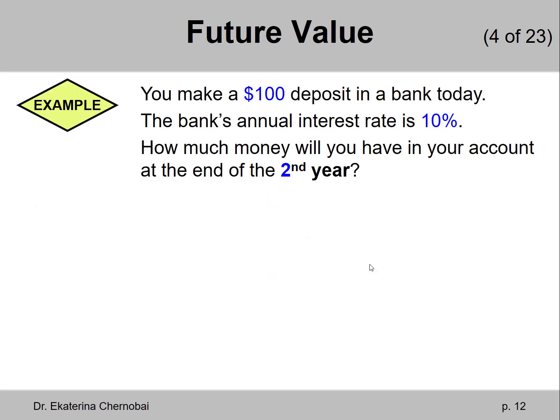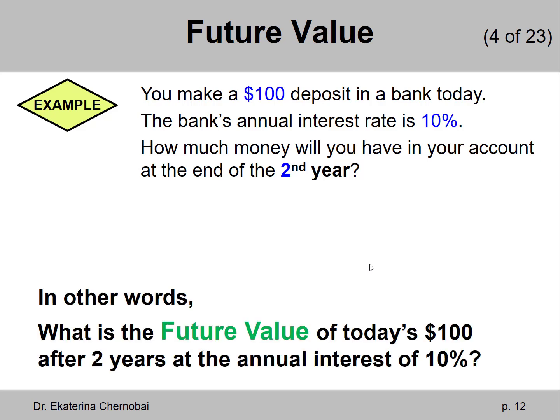Let's think of a slightly more difficult problem. Again, you make a $100 deposit in the bank today. The bank's annual interest rate is 10%. How much money will you have in your account at the end of the second year? In other words, what is the future value of today's $100 after 2 years at the annual interest of 10%? So we have an extra year here.